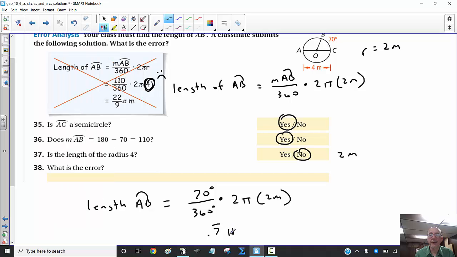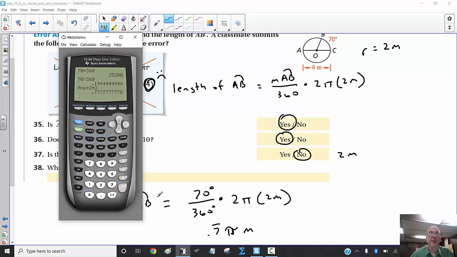pi meters. So let's times that by pi. So there you go, 2.4 roughly.